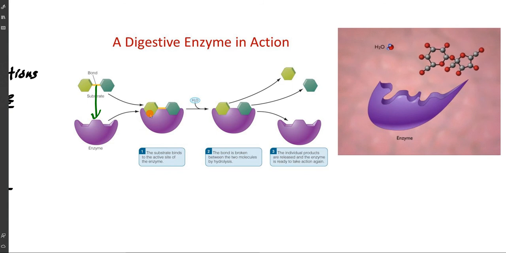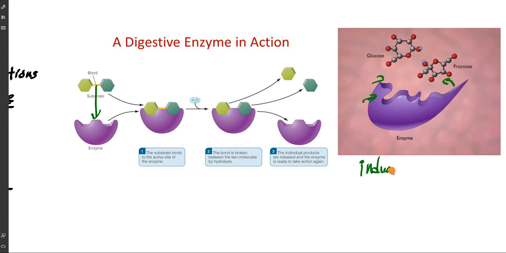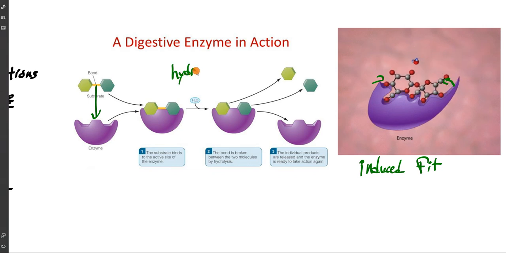Once they fit in there perfectly, the enzyme will do, if we look over here, a little bit of a bend to hold them in place. This bend is part of what's called the Induced Fit model, which is just a little hug that it gives it to hold it in place so that it's sure to have a really good connection with that entire molecule. Here we can see a water molecule coming in to help break that bond. Here we can see water molecule represented another way. This is hydrolysis. Hydro, talking about the water, and lysis, talking about the breaking.